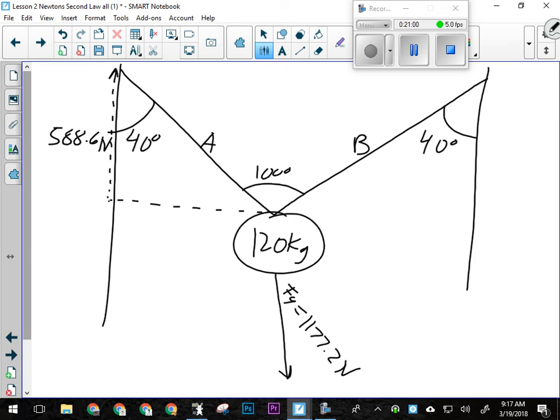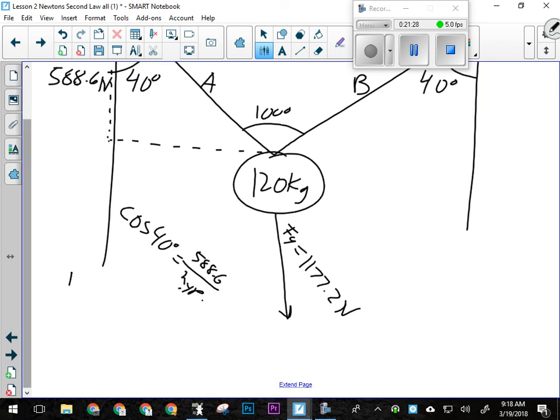I already have enough information to find the tension in cable A because I have one side and an angle. So I'm looking for the hypotenuse and I have the adjacent side. So the cos of 40 degrees in this case equals 588.6 over the hypotenuse, which is what I'm looking for. I'm looking for the tension in the cable. So to find that, I'm just going to go 588.6 divided by the cos of 40. I'm just rearranging that formula.